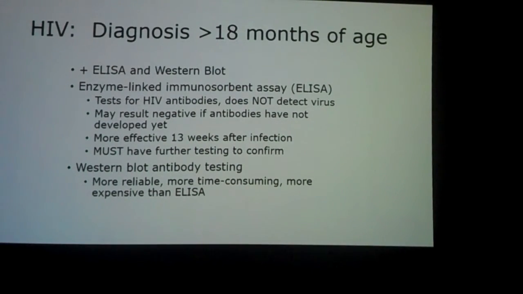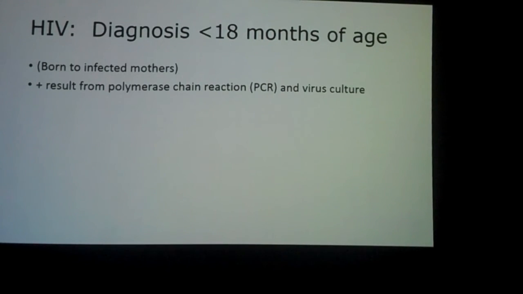Diagnosis: if the child is greater than 18 months of age, it's going to be a positive ELISA and a Western blot. And if they're less than 18 months of age, it's going to be a PCR and a virus culture. So we don't do the rapid screening with these young kiddos because it's very costly and they're not going to have any prevention measures as far as safe sex practices that we educate our adults with.